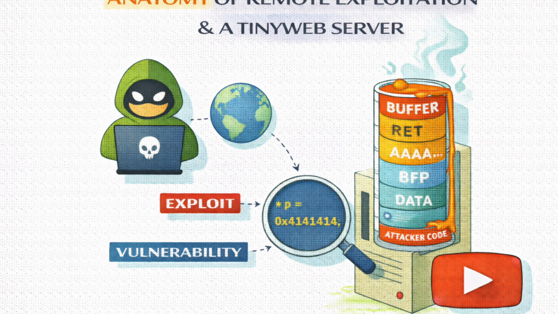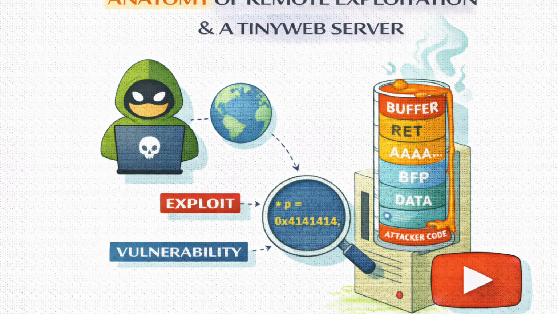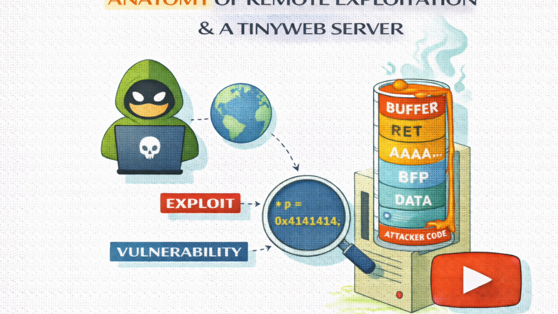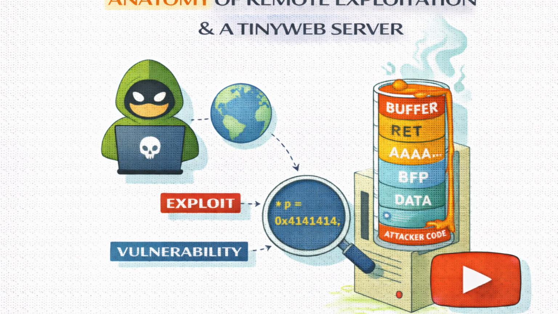NOP sled. It sounds like a winter sport for programmers. It stands for no operation. In computer code, a NOP is an instruction that tells the CPU to do absolutely nothing for one cycle and just move on. Why would you ever want the computer to do nothing? Because memory is slippery. It shifts around. When we inject our shellcode, we don't always know exactly where it will land. If our return address points just 1 byte off, it misses the start of our code and the whole thing crashes. It's like trying to land a helicopter on a very small pad in the dark.